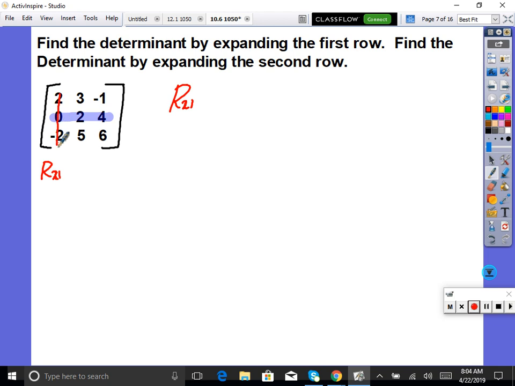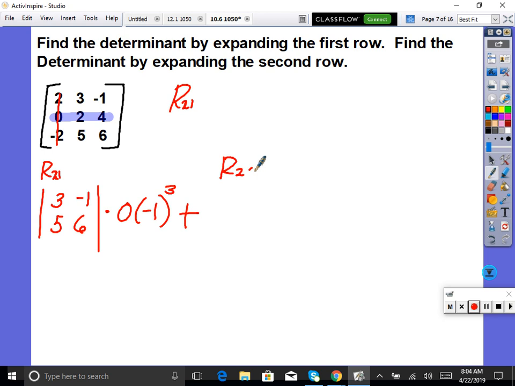So what would be the minor? 3, -1, 5, 6, and then we're timesing that to our cofactor, which of this would be 0 times by -1 raised to the 2 plus 1, 3. Does everybody see? Now let's move on.